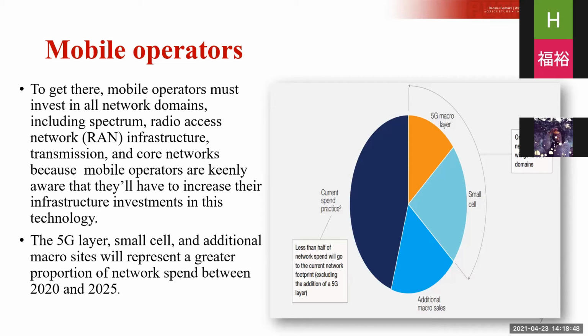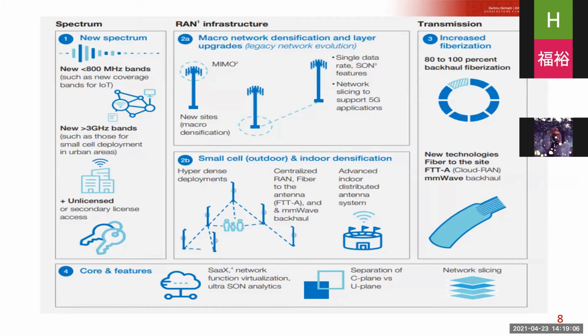We grouped the infrastructure cost for the current network footprint into four areas: upgrades to the traditional network, the addition of new macro sites, creation of the new 5G layer, and the addition of small cells. At present, most expenditure goes to the traditional network. However, as operators densify their networks through additional macro sites, small cells, and the 5G layer between 2020 and 2025, this area will represent a greater proportion of TCO.